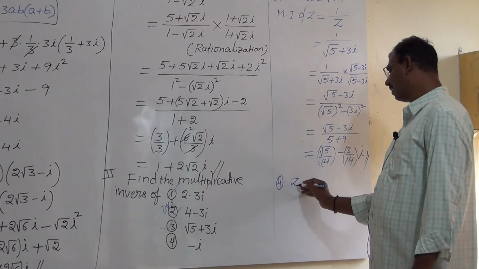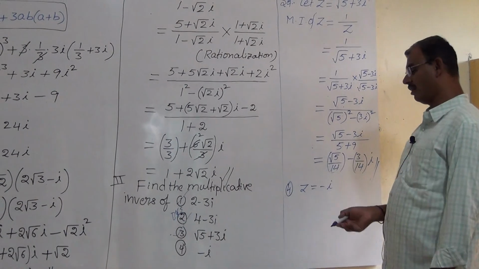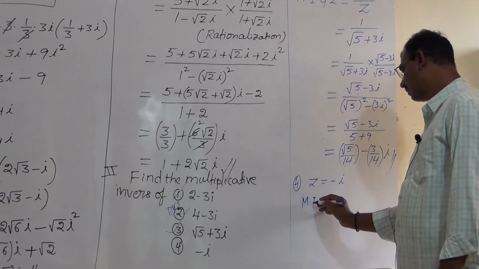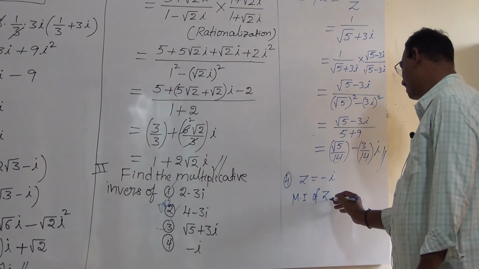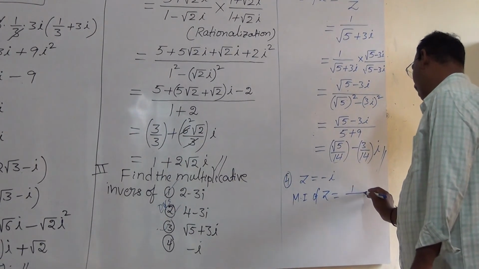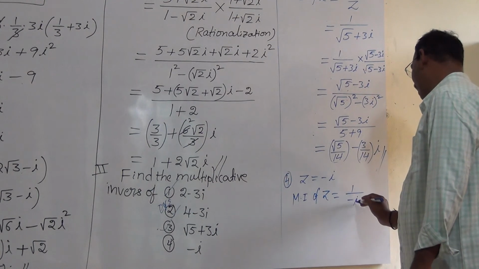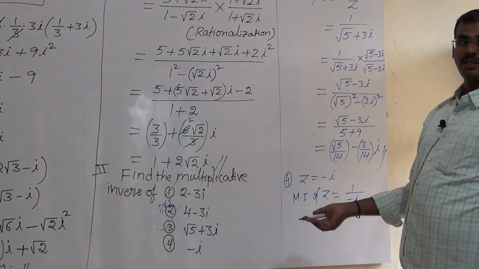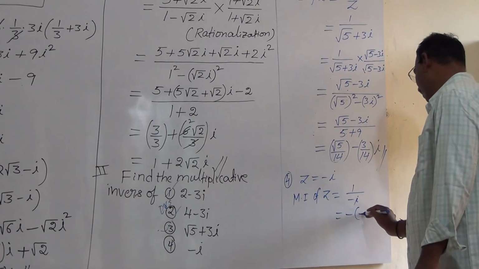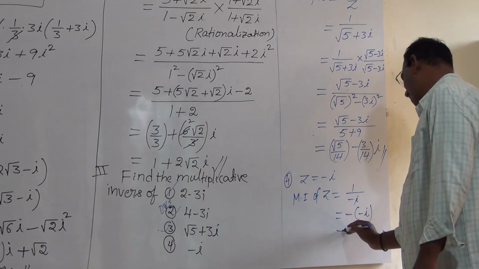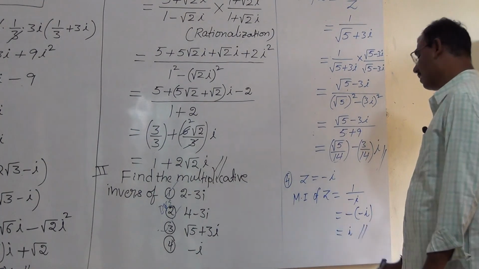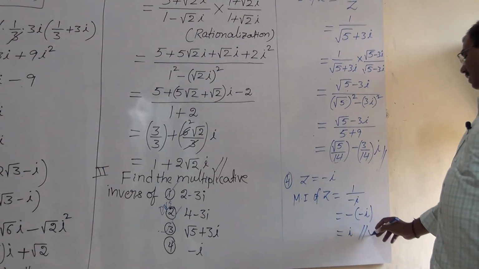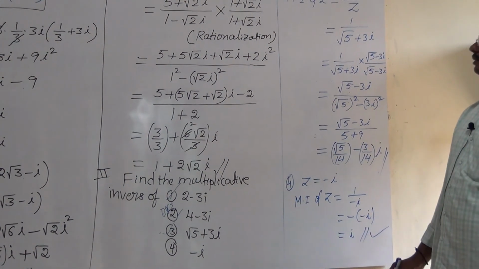z is equal to minus iota given. Then the multiplicative inverse of z is equal to 1 upon z, 1 upon minus iota. So this is a simple value. Minus 1 by iota we know already, so that is minus iota... this is equal to iota. So what is the multiplicative inverse of minus iota? That is equal to plus iota.